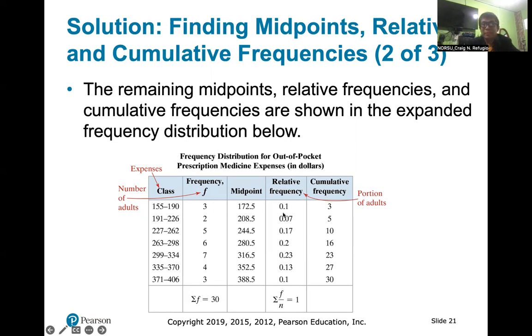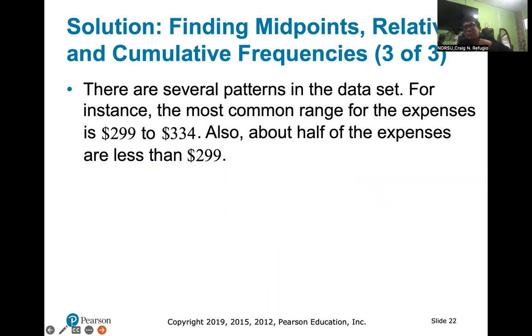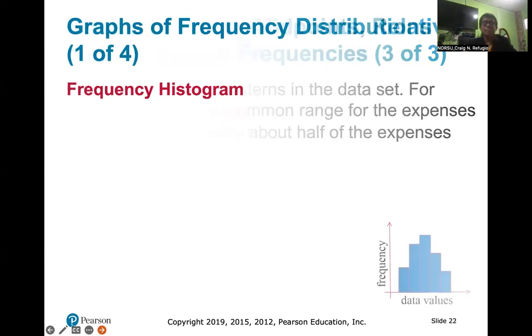For the relative frequency, the total must be 1 all throughout. And for the cumulative frequency, the last cumulative frequency is equal to the total number of data, which is also equal to the total frequency. So there are several patterns in the data set. For instance, the most common range for the expenses is 299 to 334. Also, half of the expenses are less than 299. You can see that in the table.